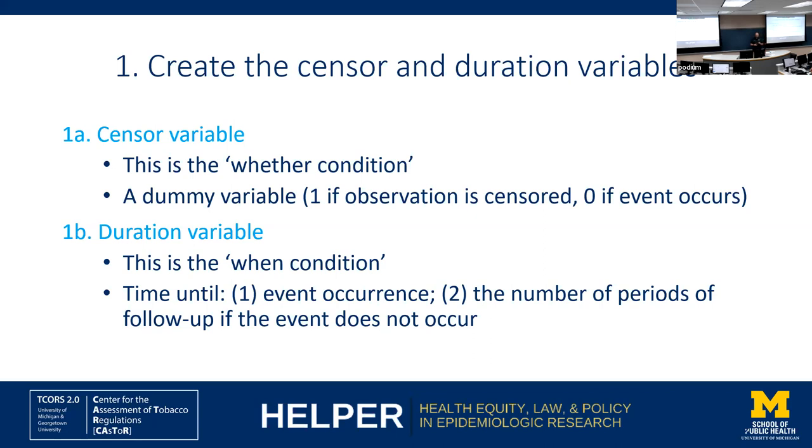It's the time until two different things. Either the event occurs, then the person's removed from the data set, the way we structured these models, or until the number of periods of follow-up if the event does not occur. And again, you have people that are in wave one and two, which is great, and then they disappear, right? So they're only followed for 2 points in time. You also have people who have complete data, which is great, but the risk set's going to be made up of those two things. Does that make sense? Okay.